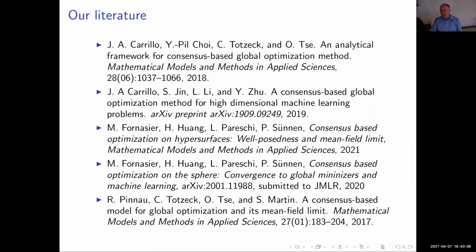And there are many more papers coming, in particular on the connection between CBO methods and particle swarm optimization. It's a field that is expanding very quickly because it has a lot of applications. It's pretty beautiful, and also the analysis is pretty challenging. And so that's all I wanted to say.